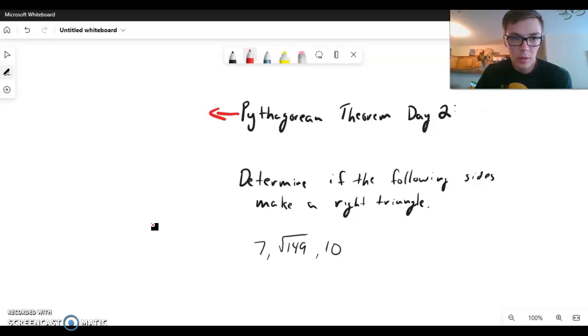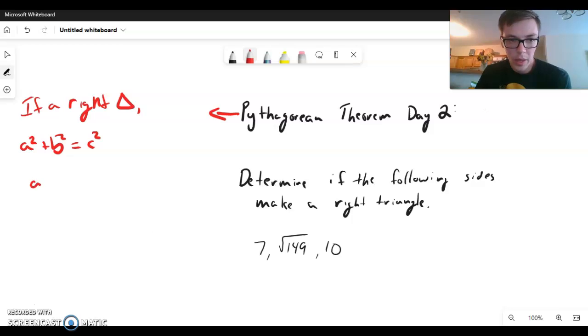The Pythagorean Theorem is: if a right triangle, then a squared plus b squared equals c squared, with a and b being legs of a right triangle, which are the two sides that make up the 90-degree angle, and c being the hypotenuse. I'm not going to spell that right.